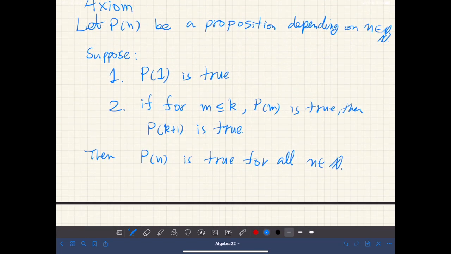Okay, so the difference from the previous version is this part. Previously it was just P of k, but here it is all natural numbers less than or equal to k. So if this is true for all natural numbers less than or equal to k, then P of k plus 1 is true.